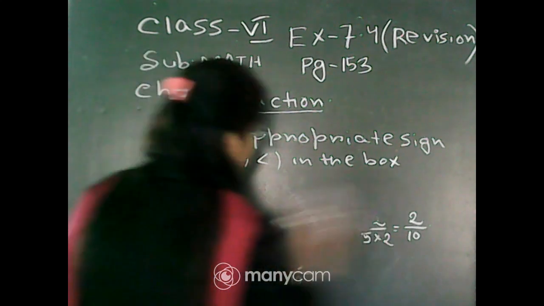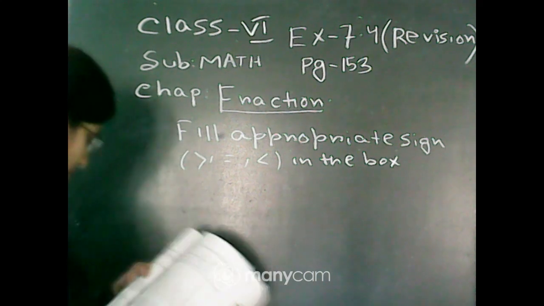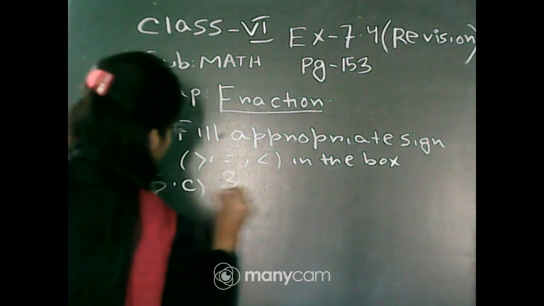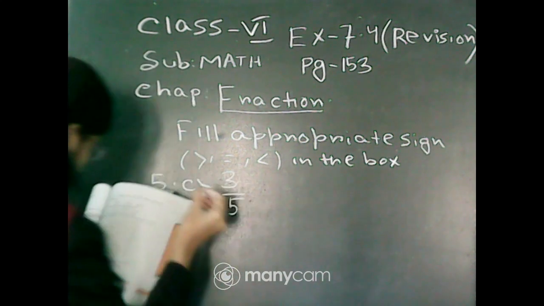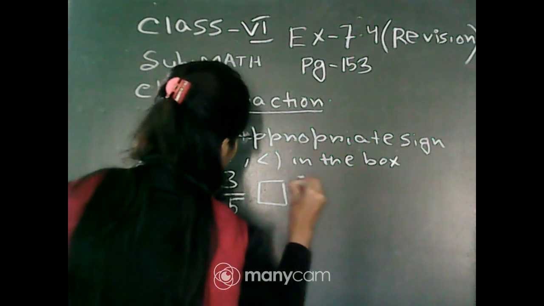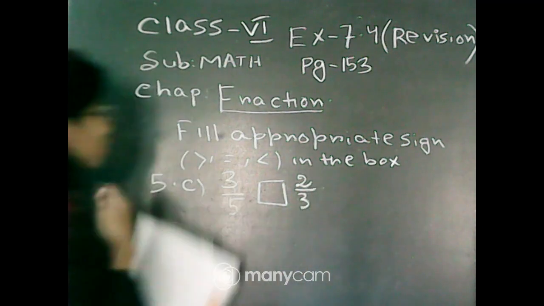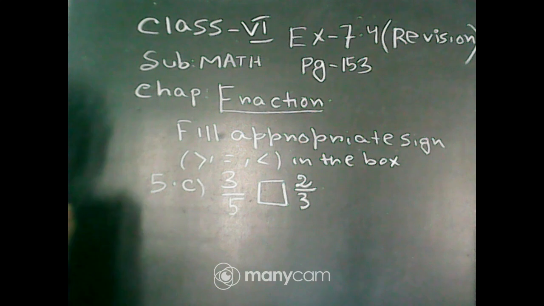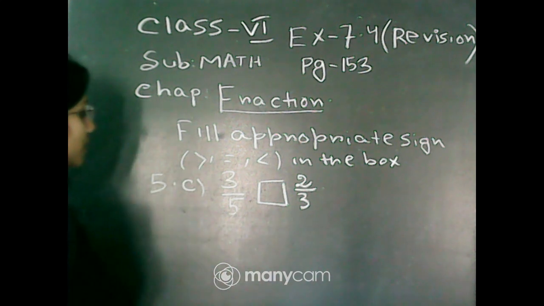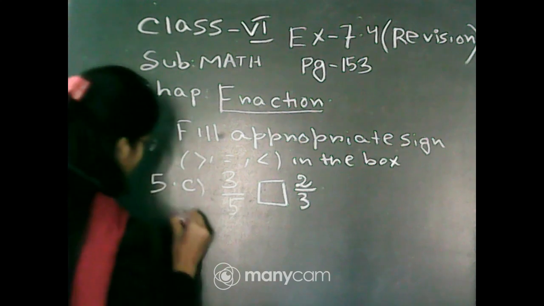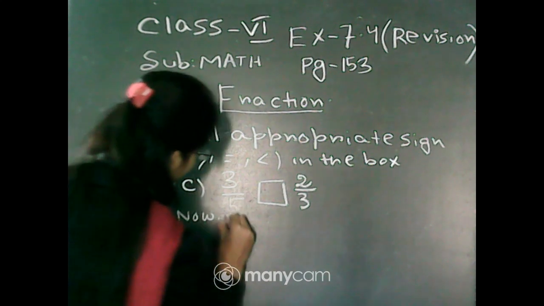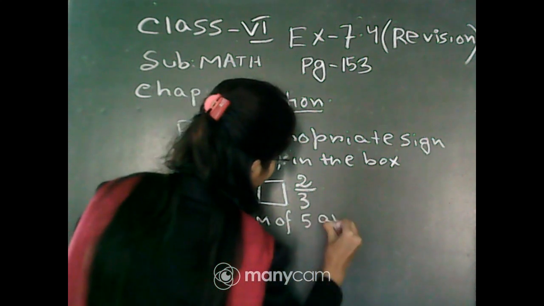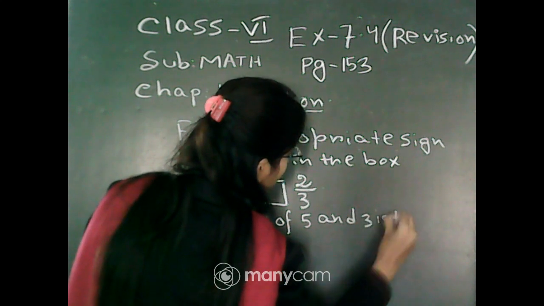Next question is 5C. Here both are unlike fractions. We should first get their equivalent fractions with a common denominator, and the common denominator is given by the LCM of 5 and 3. Now LCM of 5 and 3 is 15.